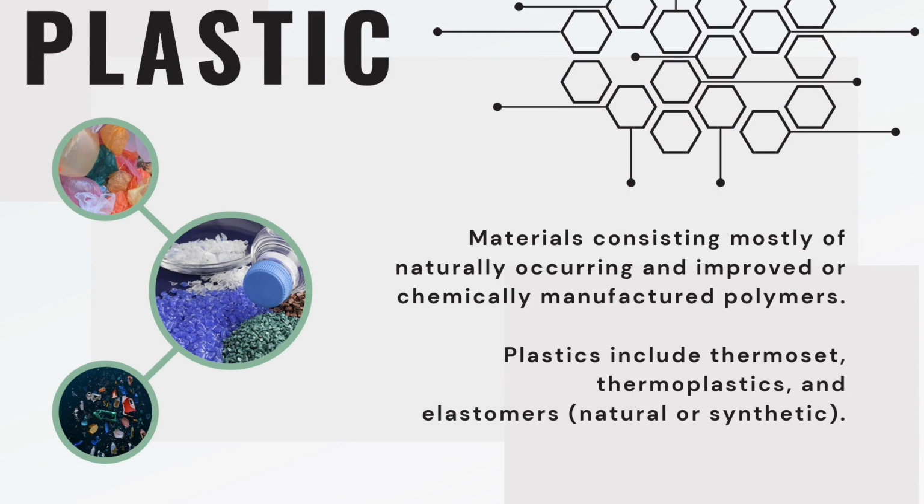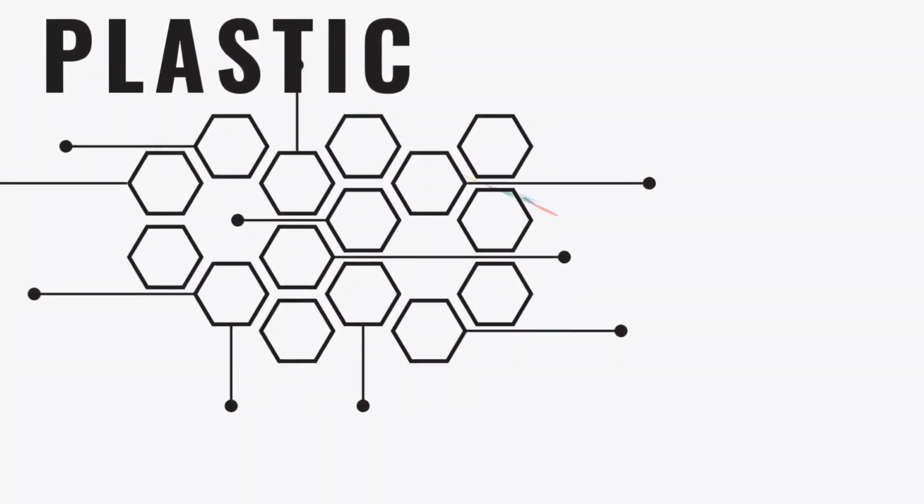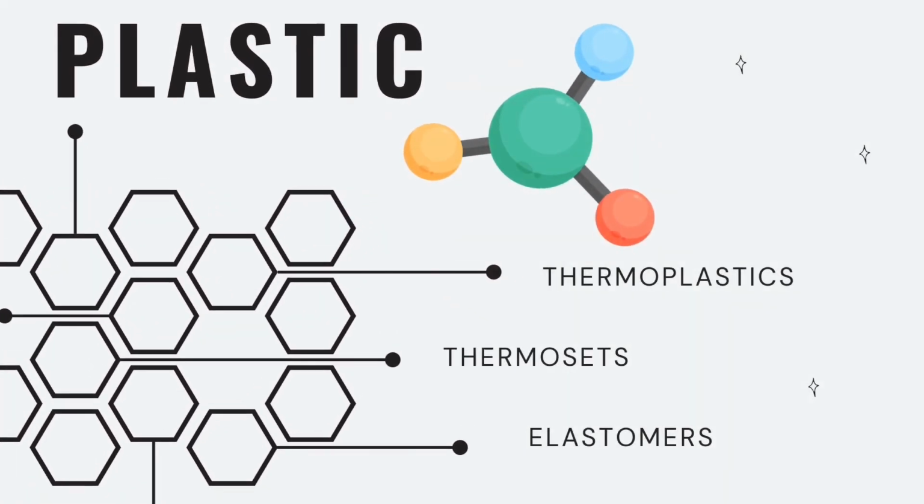We also have what are called resins. Resins are simply the binders used by plastics, and these two terms, resins and plastics, are used synonymously. Proceeding to the classes of plastics or resins, we have the thermoplastic resins, thermoset resins, and elastomers.